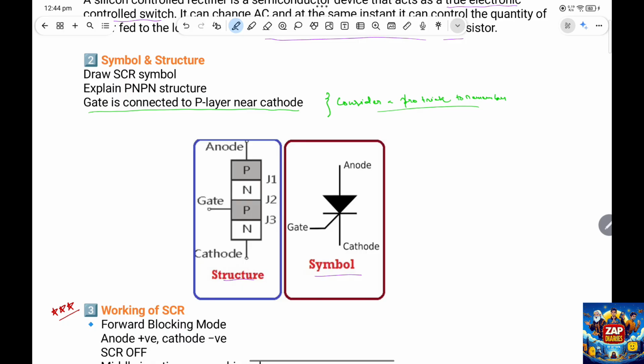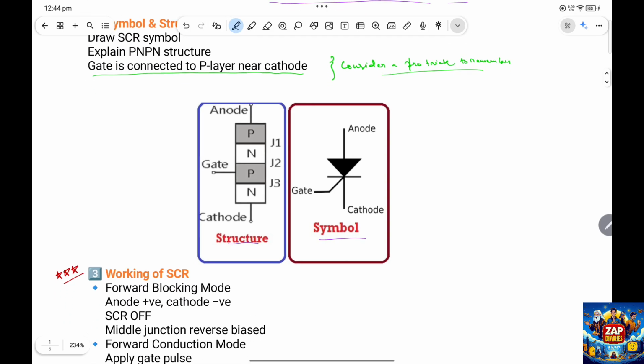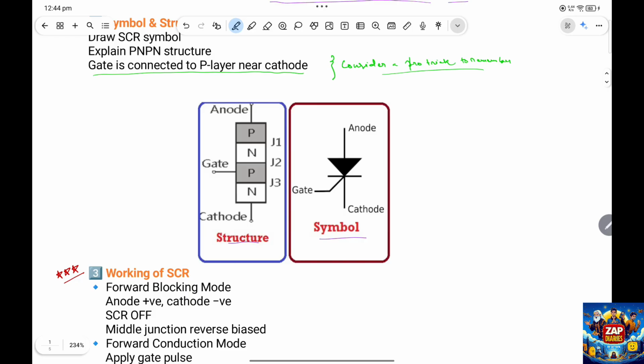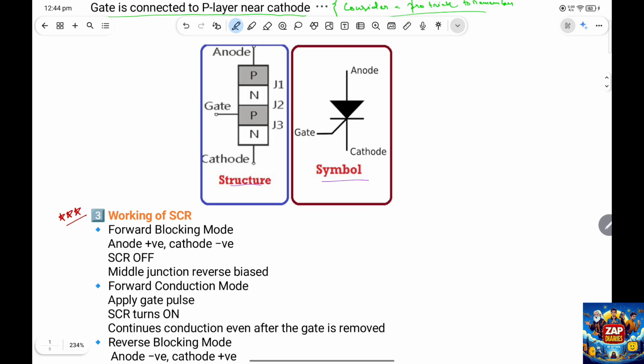Okay, so this is the structure, and there's a pro tip to remember. The gate is connected to the P layer below junction 2. Okay, so this is it.